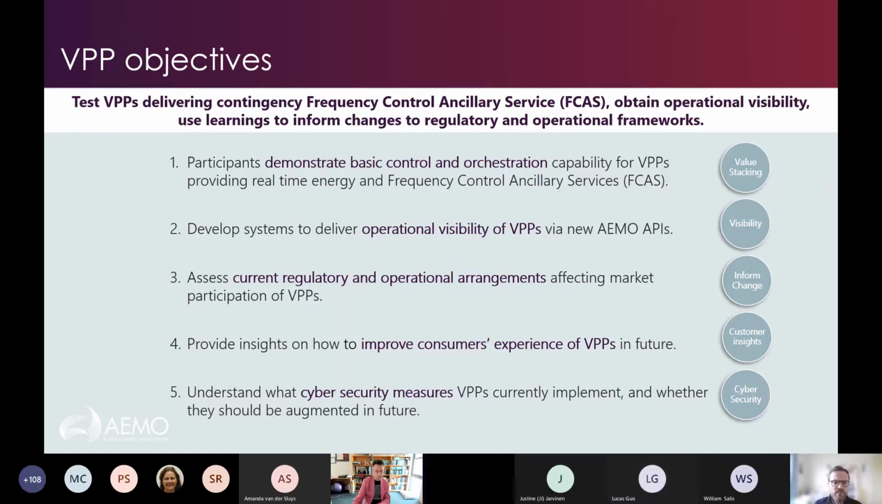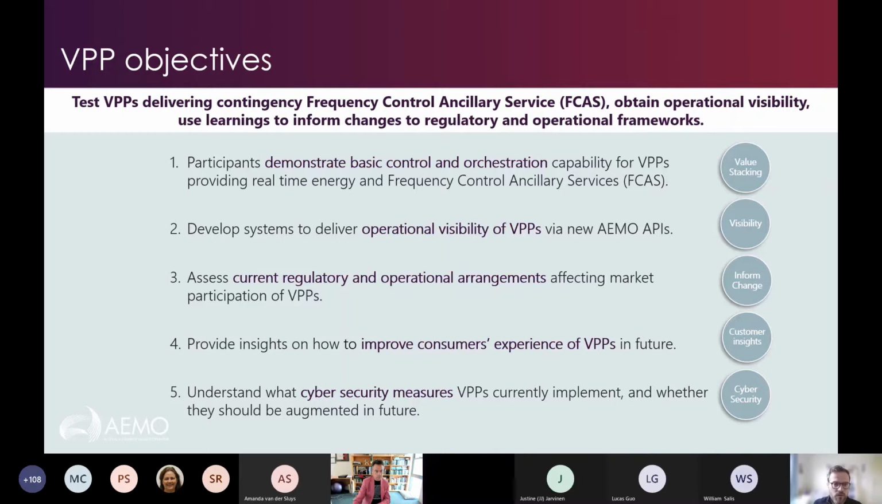And the second one was around visibility. So visibility was really the primary goal for the VPP demos, to observe how VPPs operate, how they behave, how they respond to signals. We needed to develop a number of systems to obtain that visibility, and so we developed a number of application programming interfaces to receive that data.